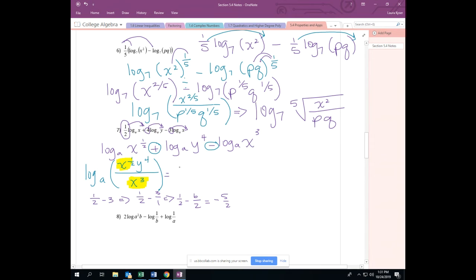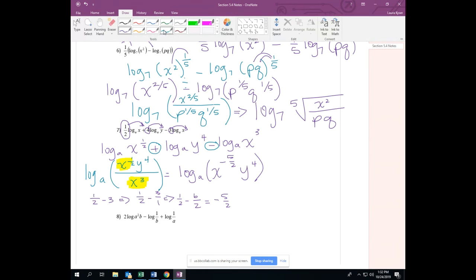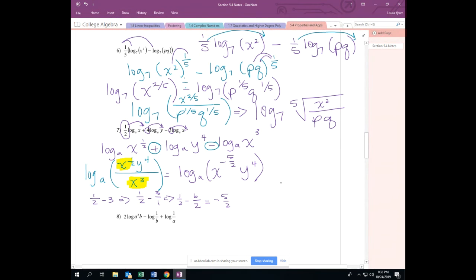So this looks like log base a of x to the negative 5 halves power, y to the 4th power. Now, it is probably not going to allow you to keep this as your final answer, I would assume. Typically, negative exponents are not considered simplest form. So I would bet that you're not going to be able to leave it like this.